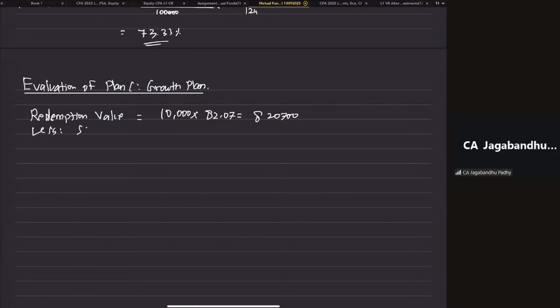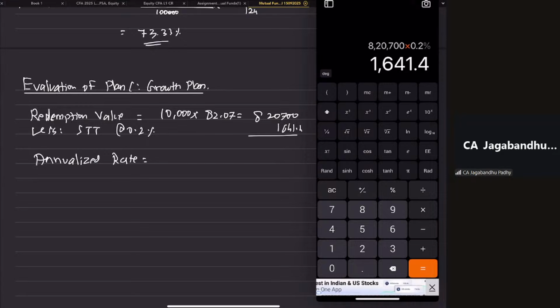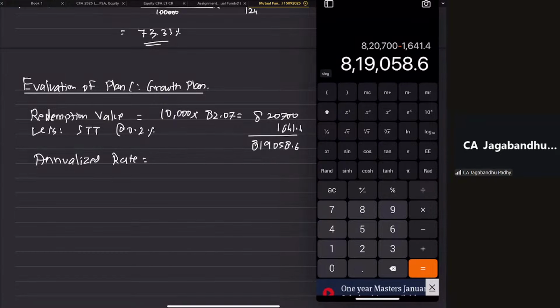Less, there will be only STT, right? There won't be any short-term capital gain. And then you calculate the annualized rate of return. So STT at the rate of 0.2%. How much is 0.2% of 8,20,700? 1,641.4. So 820,700 minus 1,641.4 is 8,19,058.6.